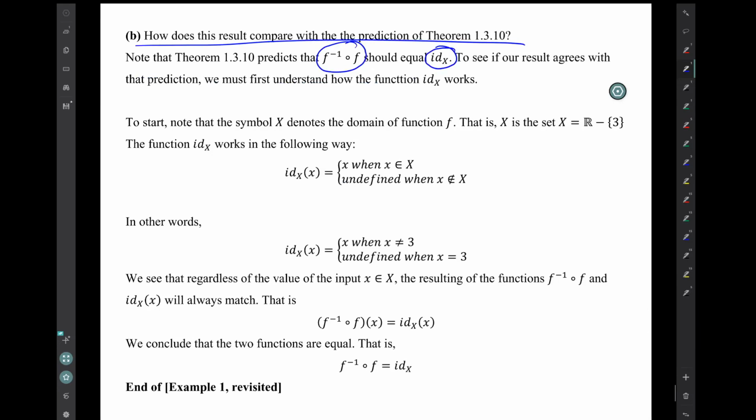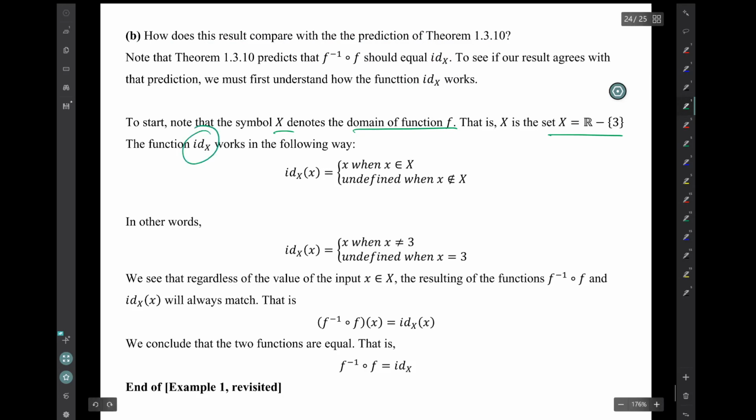Now, to see if that really does work that way, we have to first understand how that function, the identity map on the set x, works. First of all, notice that the symbol x denotes the domain of the function. So the set of x, the set of real numbers that are not equal to 3. And so this function, the identity map on that set, is defined in the following way.